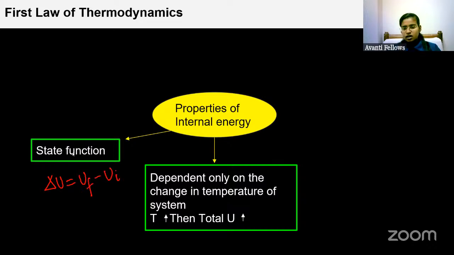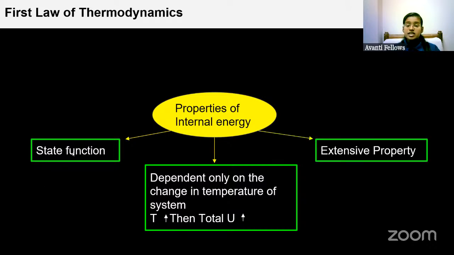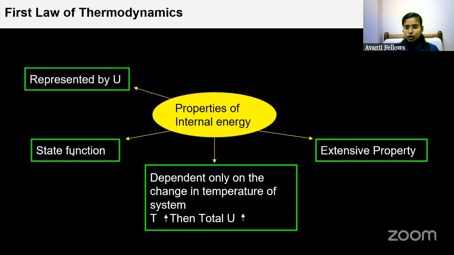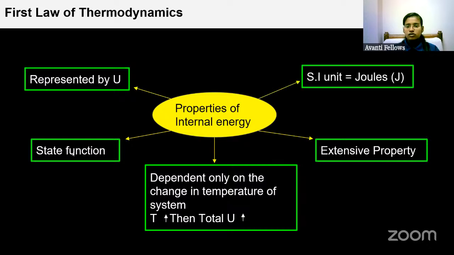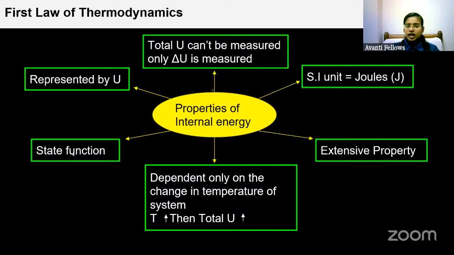And thirdly, it is an extensive property. What is meant by extensive? The property changes on changing the quantity. If I change the quantity, internal energy also will change. It is represented by the letter U, and the SI unit of internal energy is joules. Direct U cannot be measured.